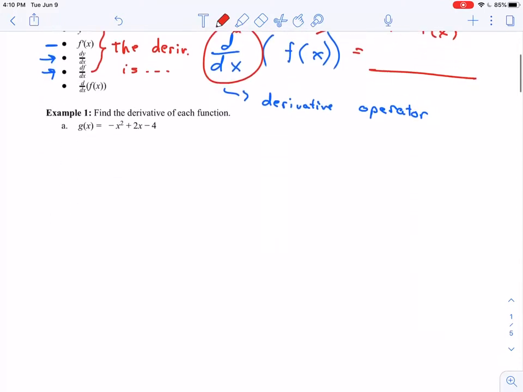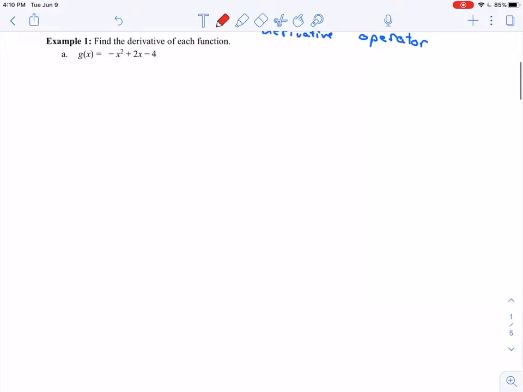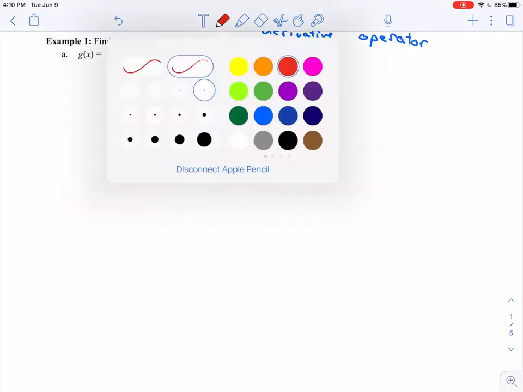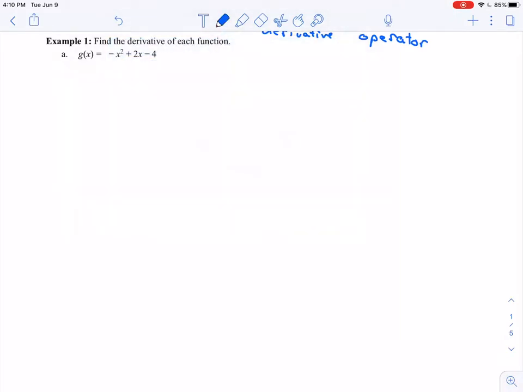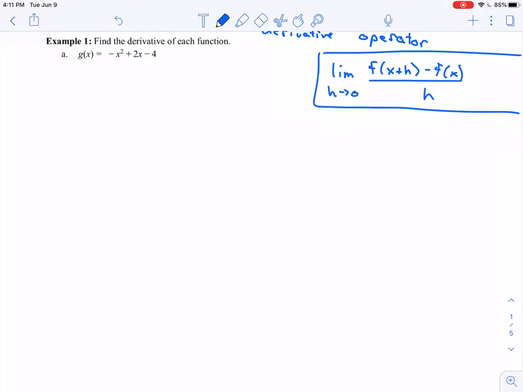So I'm going to look at a couple of examples here of just finding derivatives using this limit definition. I want to find the derivative of the function g of x equals negative x squared plus 2x minus 4. So now I'm going to basically use the same process I did before. So remember that limit definition. We said limit as h approaches 0, f of x plus h minus f of x divided by h. This is really similar to the definition that we used in the last section for the derivative at a point. Again, the only major difference here is we're using x rather than a.